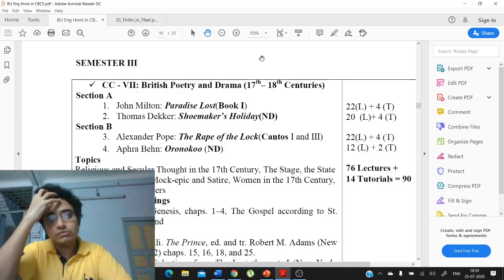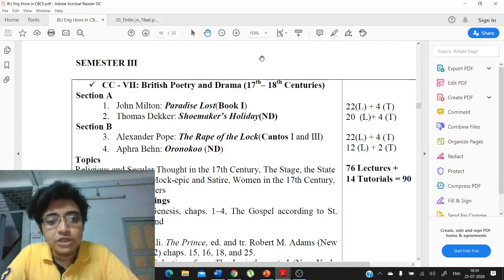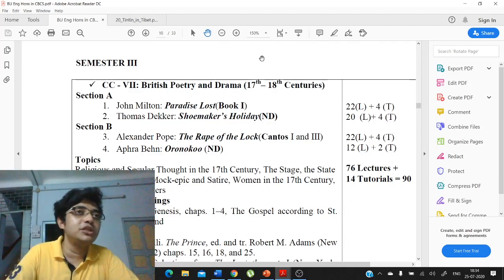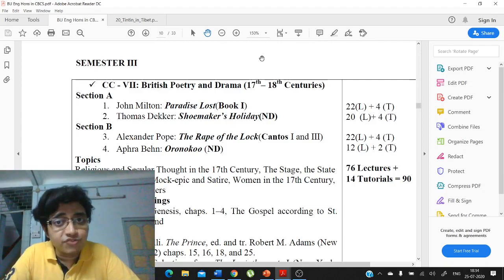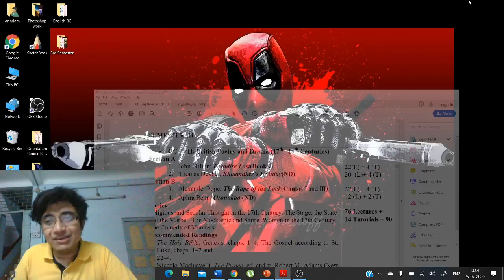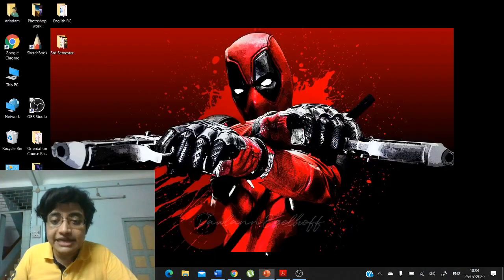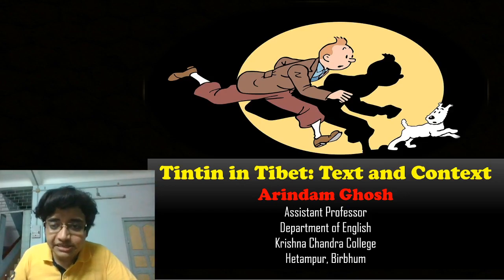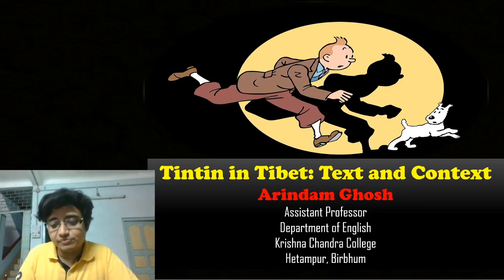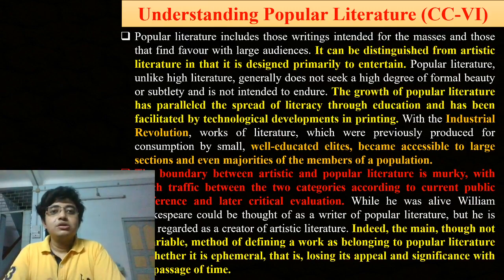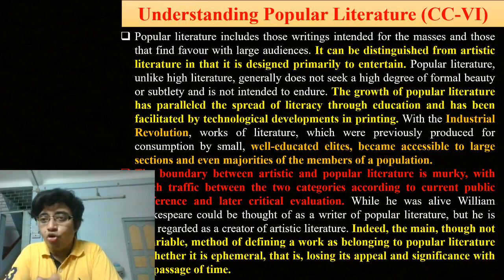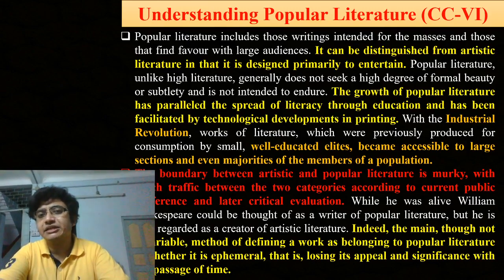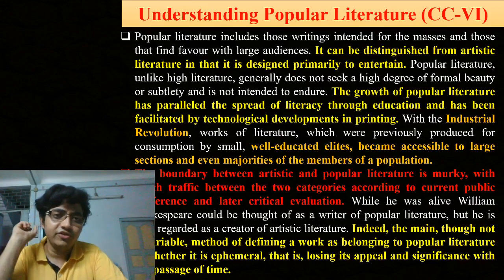So let us now begin with popular literature. What is popular literature, how can we define it, and how does popular literature differ from classical literature? Let us begin. I will begin with Tintin in Tibet. I have titled this presentation Tintin in Tibet: Text and Context. As I have already said, your core course 6 is about popular literature, and we have to understand a little bit about what popular literature is.